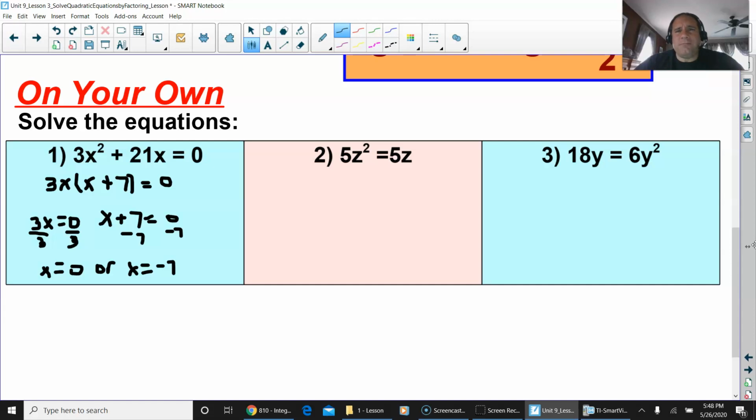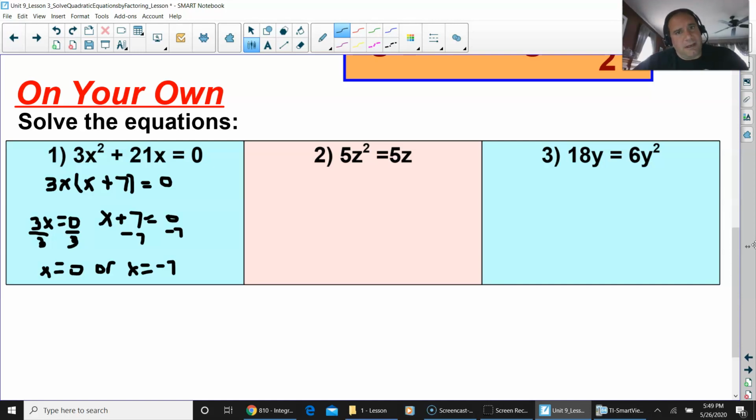There's an or in between. Sometimes I put an and. Some textbooks have or, some have and, some have a comma. But don't put them like coordinates, like 0, 7. That doesn't work. These are roots. These are zeros. You're solving for this. All right, x equals 0 and x equals -7.